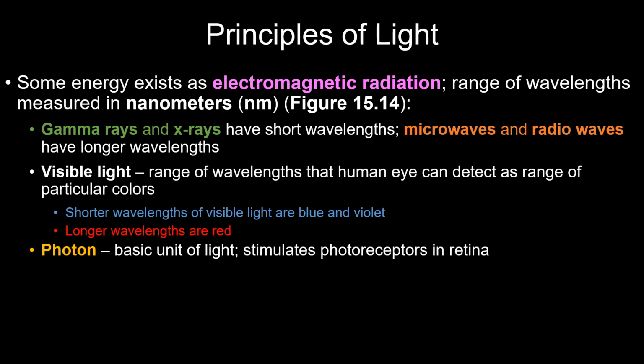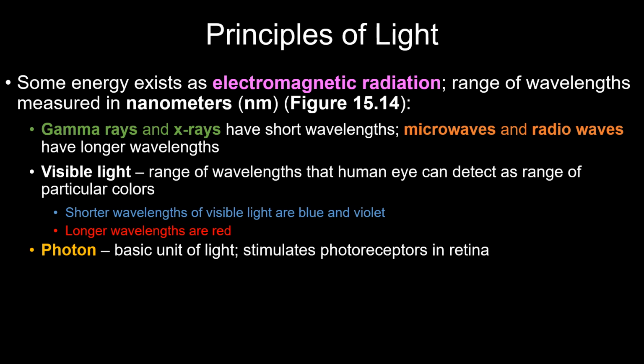Well, one of these forms of energy is electromagnetic radiation, and this in certain wavelengths is measured in nanometers, and this is visible as light in a specific range. These range from very short, very powerful wavelengths like gamma rays and X-rays, to much longer, lower power wavelengths like microwaves and radio waves. Now, these are all, quote-unquote, invisible light frequencies.